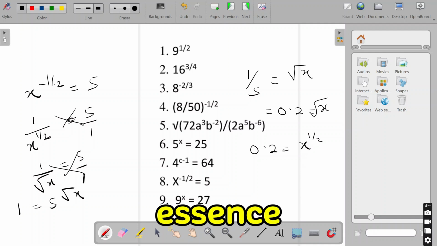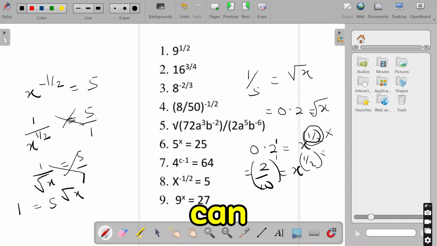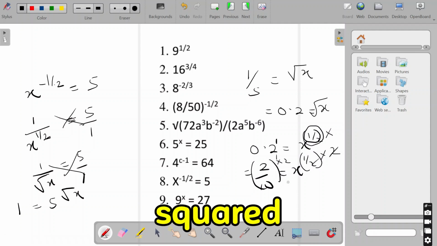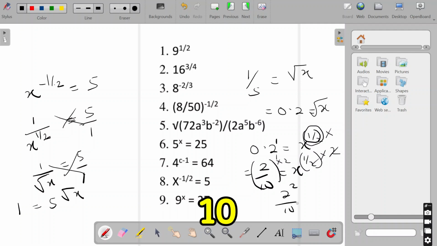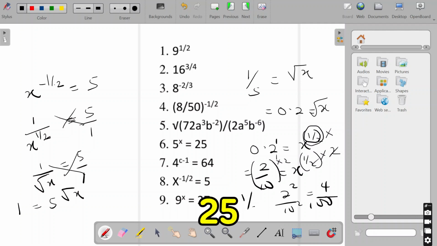So for us to remove this half and make it 1, all we need to do is to multiply this index by 2. This can be written as 2 over 10 equals x raised to power half. So this one is raised to power 1 and this one is raised to power half. I can clear this half by multiplying the power by 2. So this becomes 2 squared over 10 squared, which is 4 over 100. That will give us 1 over 25.